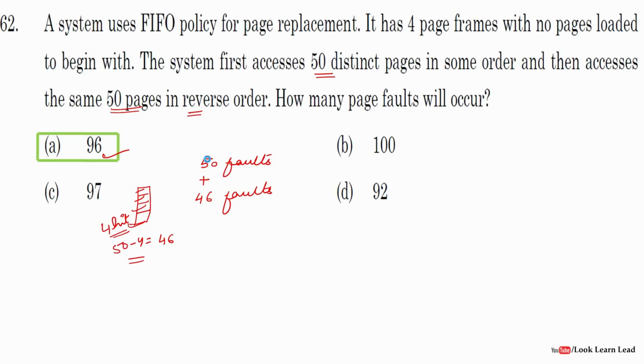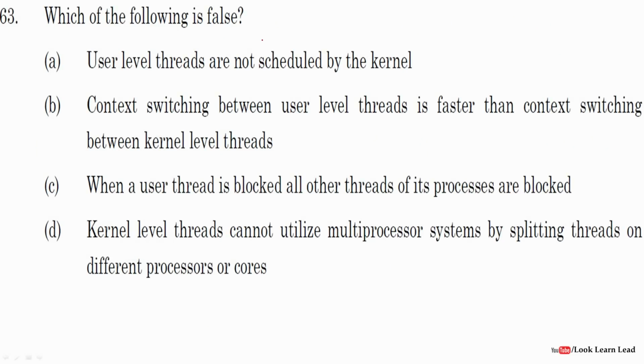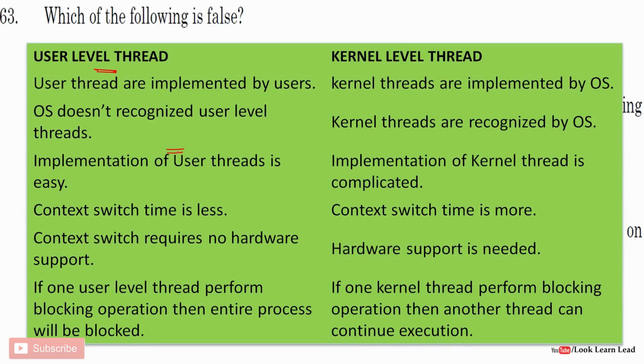Okay, next. Which of the following is false? We have to tell which of the following is false, and here we are talking about two topics, user level threads and kernel level threads. Let's see what they are and discuss some differences between them. A user level thread is implemented by users, while kernel threads are implemented by the operating system. So remember: user threads by user, kernel threads by operating system.